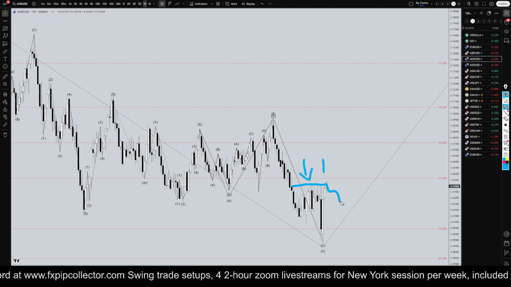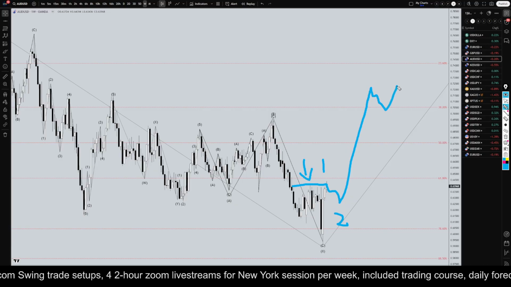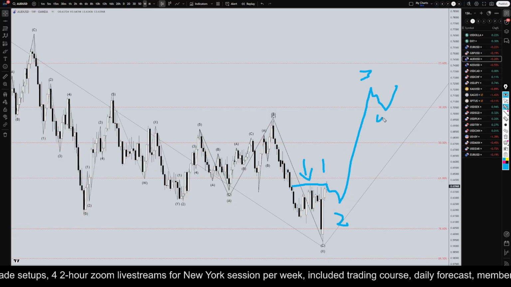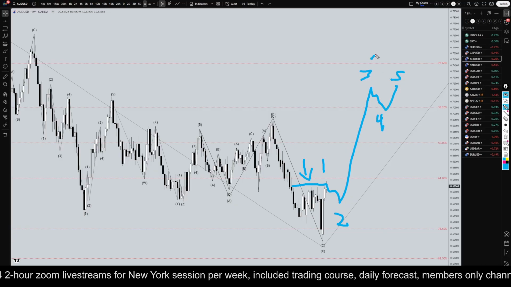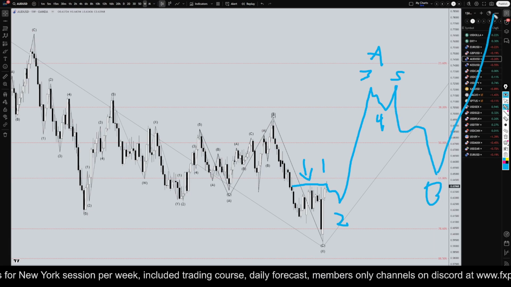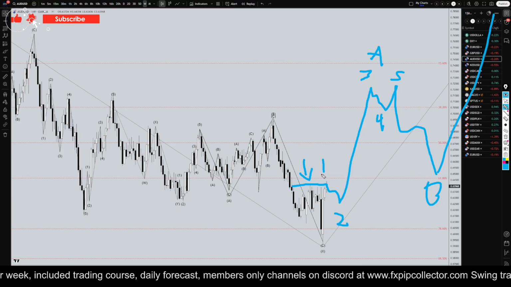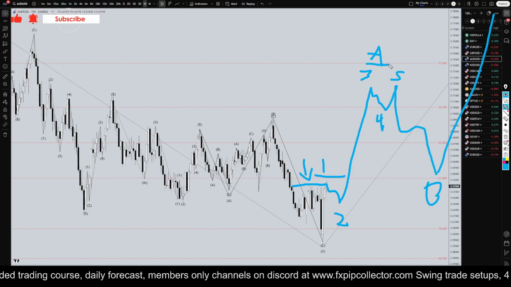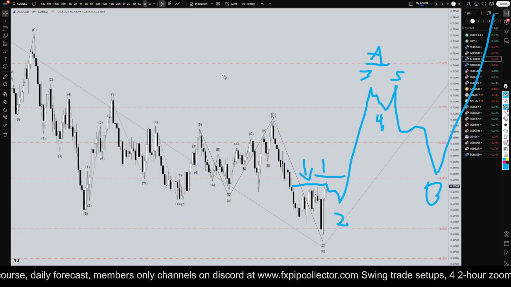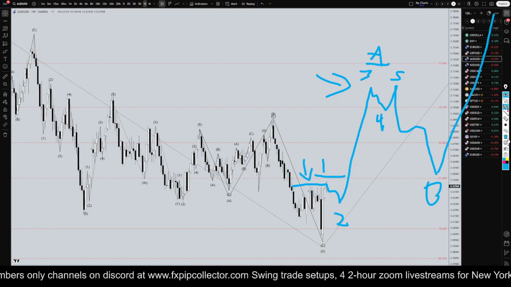Now we're probably going to make a pullback for like a wave two and then go up and make a wave three, a wave four, and a wave five. And this is only the wave A of an ABC of wave Y. So this is that three-wave pattern that I was showing on the monthly time frame. We're only in a wave one of wave A right now, most likely. But even the wave A itself will probably take the majority of the year to play out.